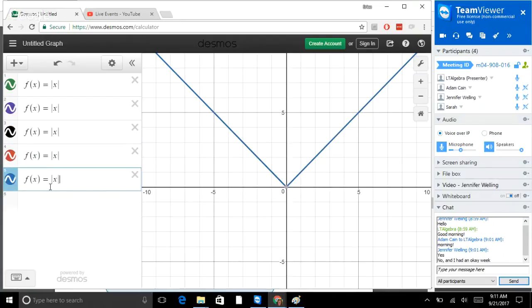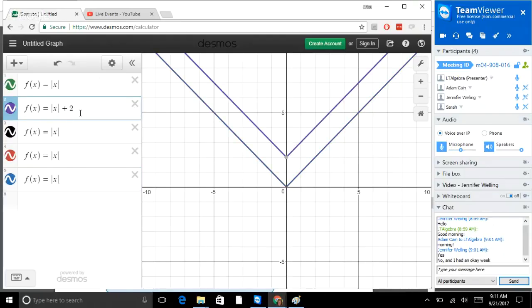Okay, so what happens if we, let's say, add 2 to our original function. So our original function is the absolute value of x, right? F of x is the absolute value of x, and we have that nice green graph here. What happens if we add 2 to the original function? So you see the original function stays in place, but we add 2. So it looks like the whole graph shifts up 2 units, right? So that's pretty cool.